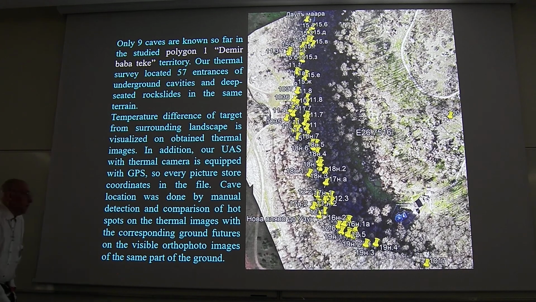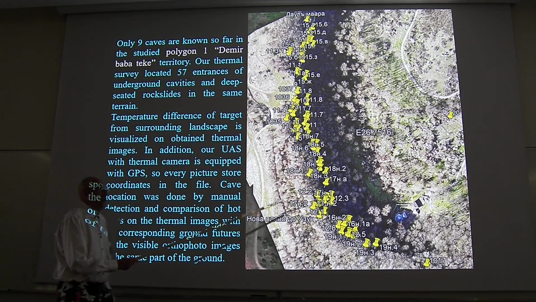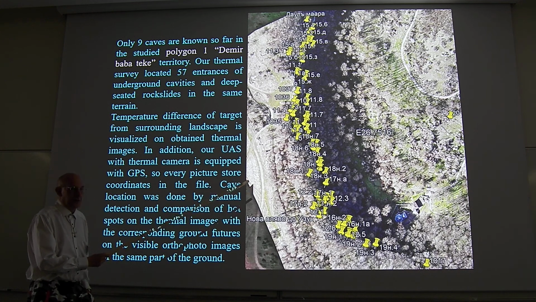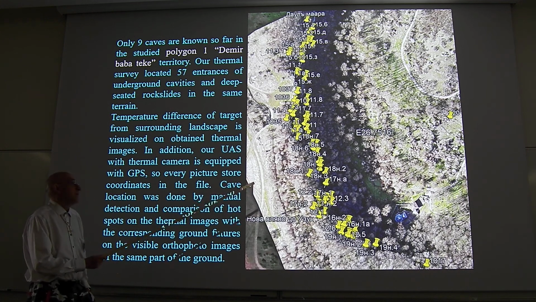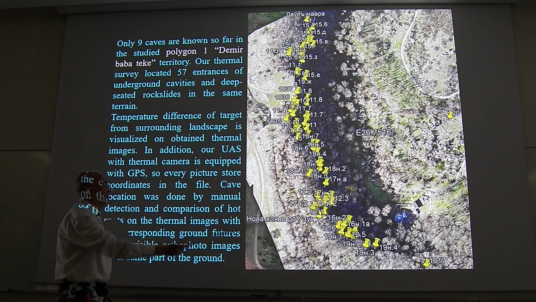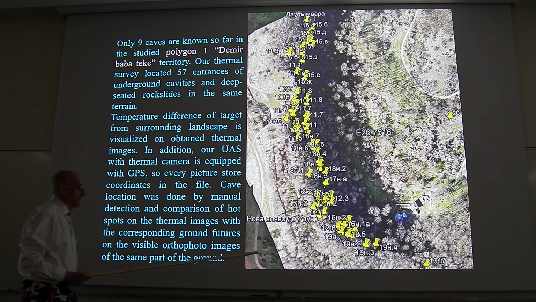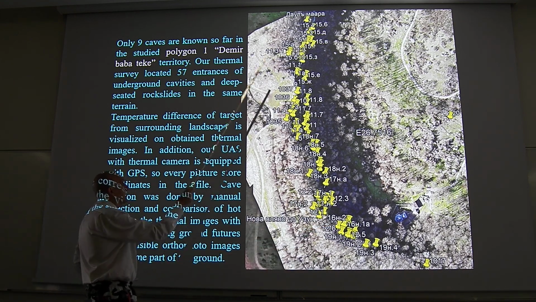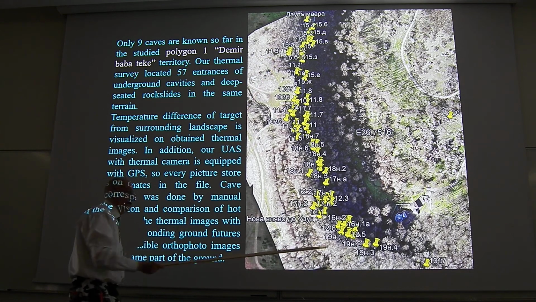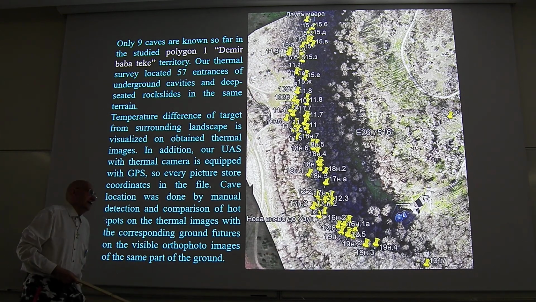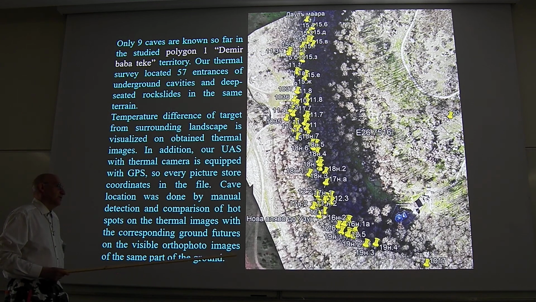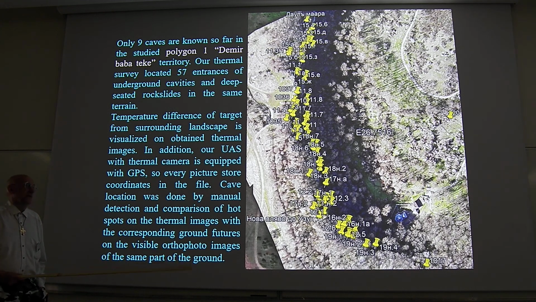And this polygon was studied by more than 10 national expeditions to find caves. And in this polygon, actually, for 50 years, these 10 expeditions found only 9 caves. After our study with thermal camera, we located 57 cave entrances, and then later in the summer, in one day only, I located 8 new cave entrances.